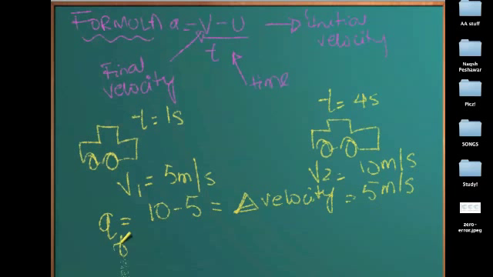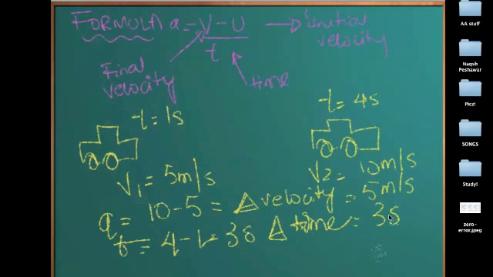And for the time t, I can see that it started from 1 second and it ended at 4 seconds. So basically, the time elapsed is 3 seconds. Again, this is the change in time, which is 3 seconds. So you can see basically what we are doing is v minus u was simply change in velocity, and this t was simply the change in time.